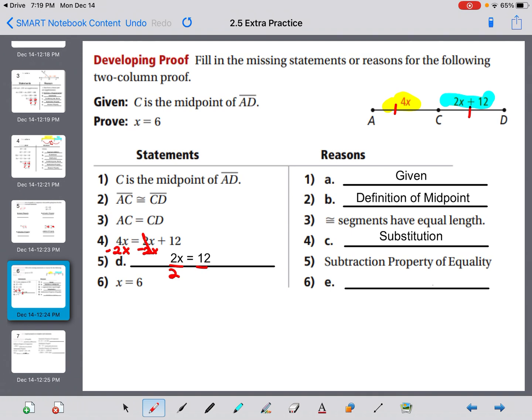From here, we would divide both sides by 2 and get x equals 6. So if we divided both sides of your equation, that's your division property of equality.